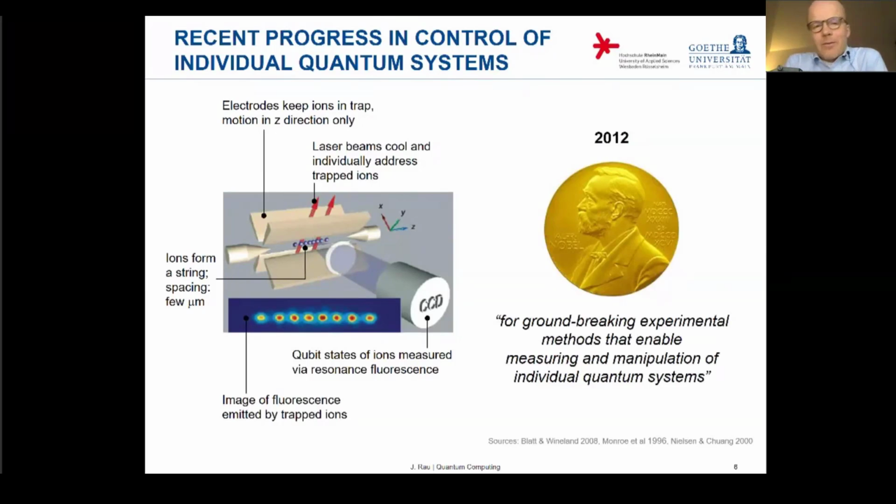Now, this is really difficult and demanding experimental physics. And as I said, it's only recently that a lot of progress has been made. And in fact, in 2012, the Nobel Prize was awarded to Serge Laroche and David Wineland for developing many of these experimental methods. And that's really been the prerequisite for progress in practical quantum computing.